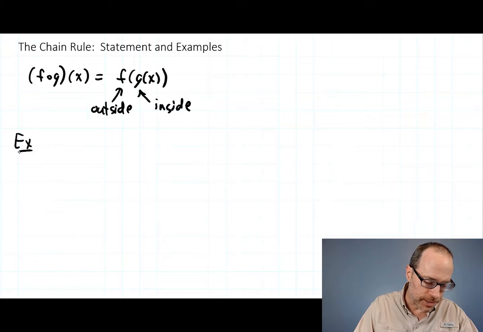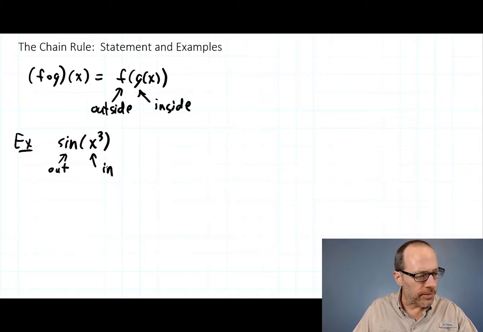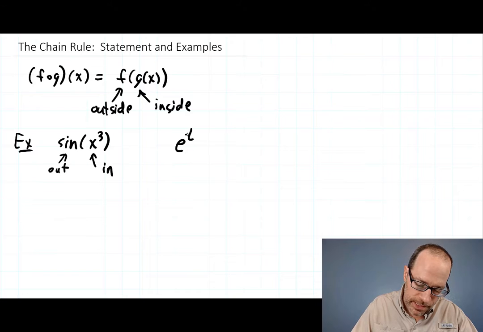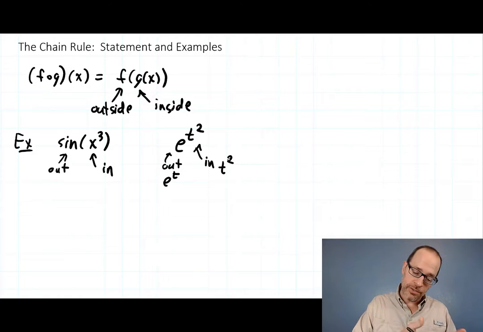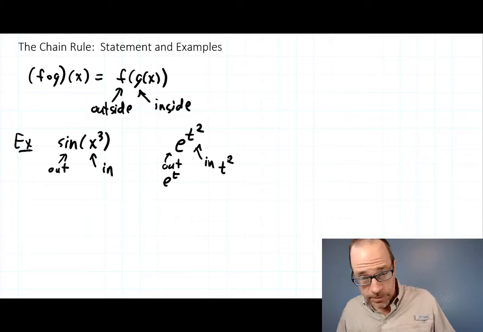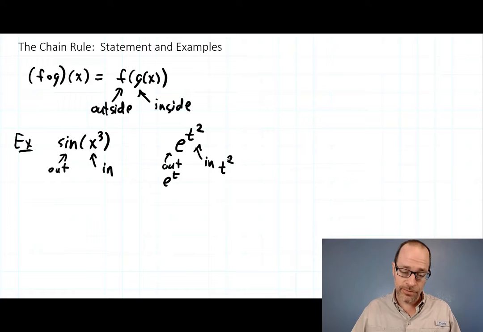Examples of compositions would be sine of x cubed. That's a function where the sine is the outside part and the x cubed is the inside part. Another example would be e to the t squared, where the outside part is the function e to the t, and the inside part is the function t squared. You're plugging t squared into e to the t. All right, the point of the chain rule is it tells us how to do derivatives of compositions of functions.